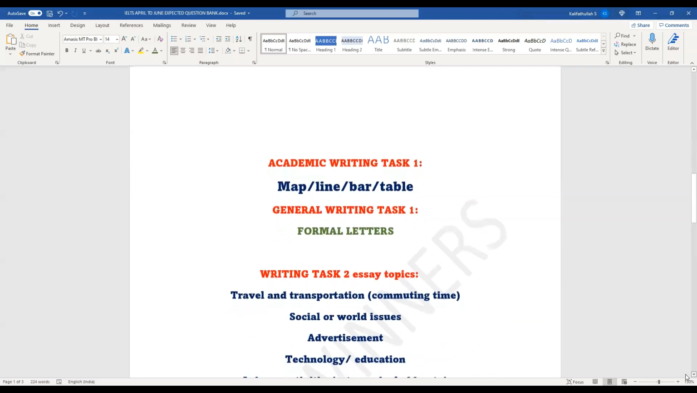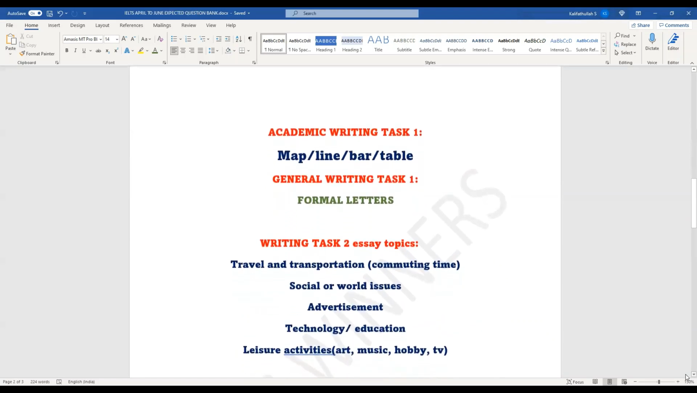For the essay topics, these are the essay topics that may come for 19th June writing task, that is travel and transportation, commuting time. So do you think due to increase in travel, people are wasting lots of time?